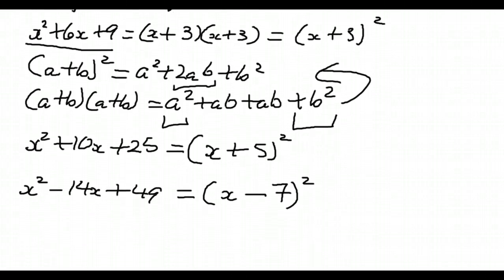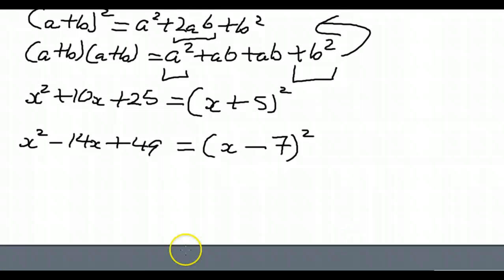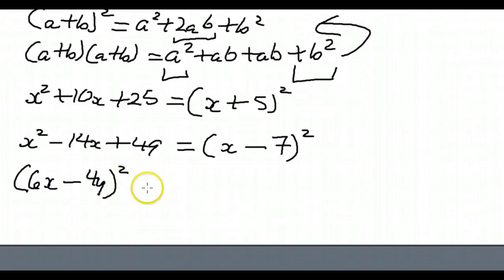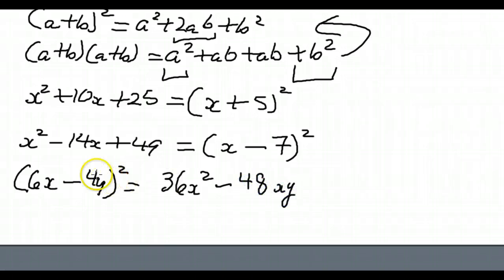Okay, they can also look a little more difficult. So how am I going to manufacture one? Well, let's say I take 6x minus 4y, and I want to square that. I will get the square of this, 36x squared. This times this, negative 24xy, doubled, minus 48xy, and plus the square of the last term, plus 16y squared.